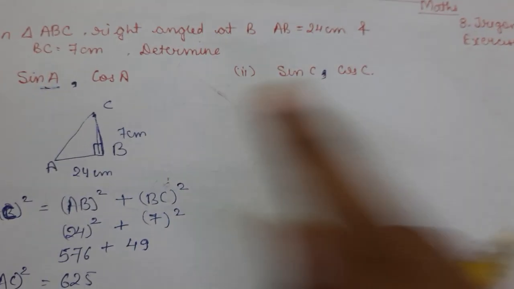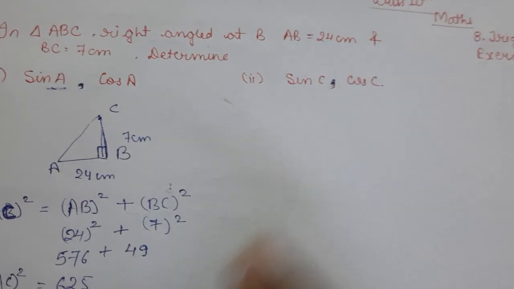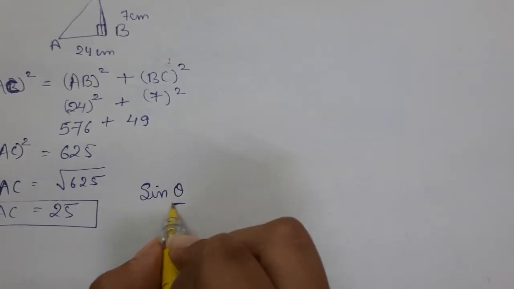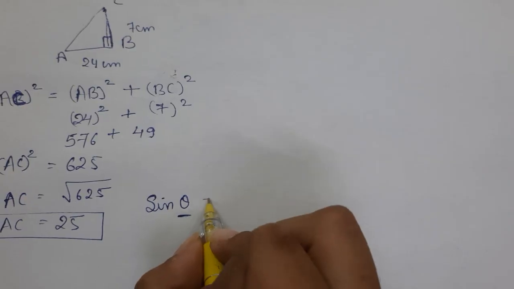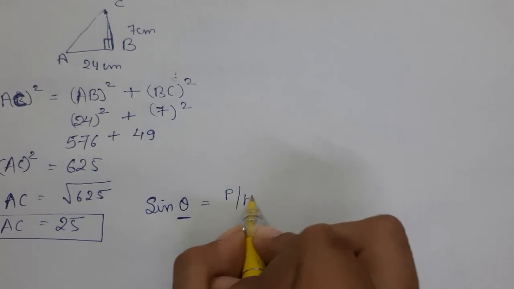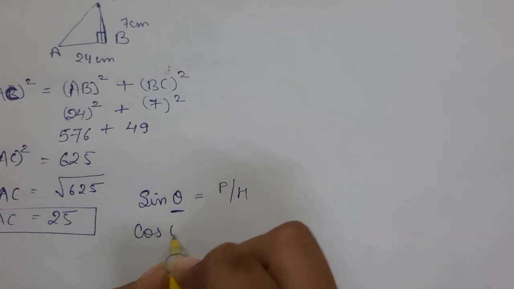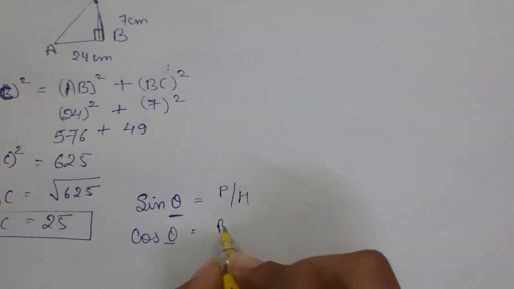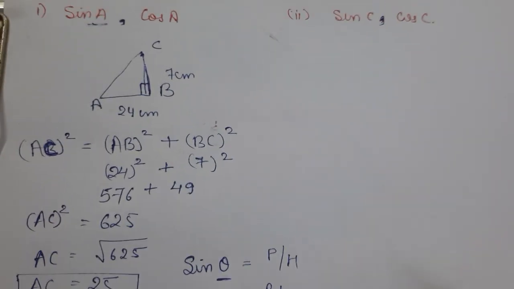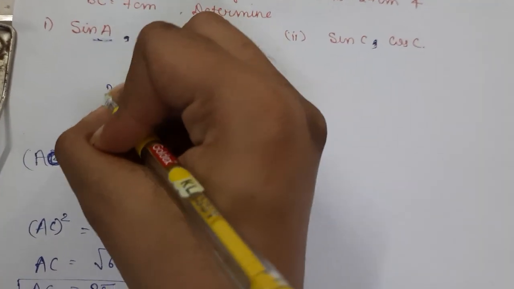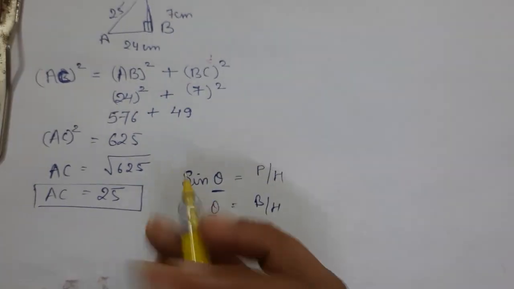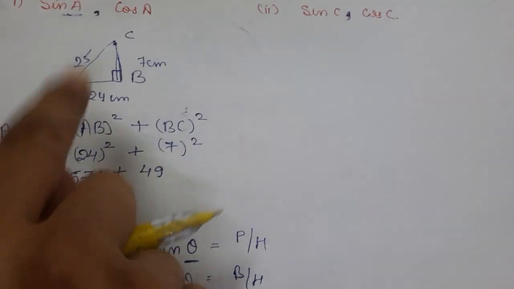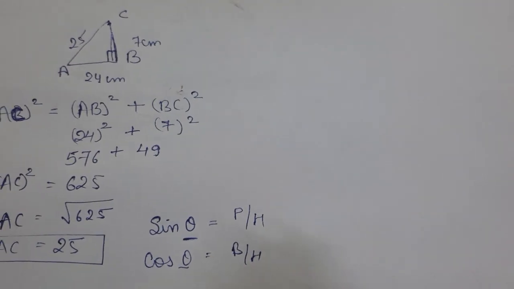So now we need to calculate sine A and cos A. We know that for sine theta, theta here represents any adjacent angle in the triangle, the ratio is perpendicular upon hypotenuse. And for cos theta, again theta represents the adjacent angle, it is base upon hypotenuse. You just simply need to put the values from this triangle in the form of a ratio and you'll get the answer.